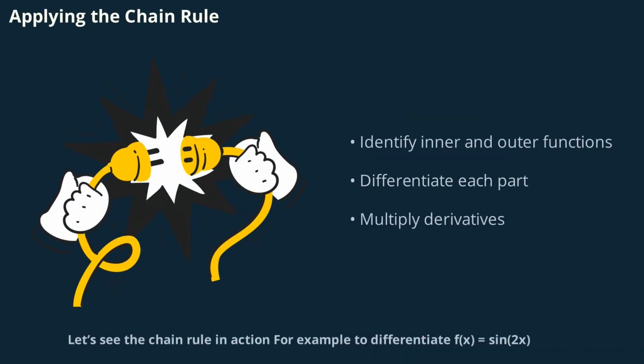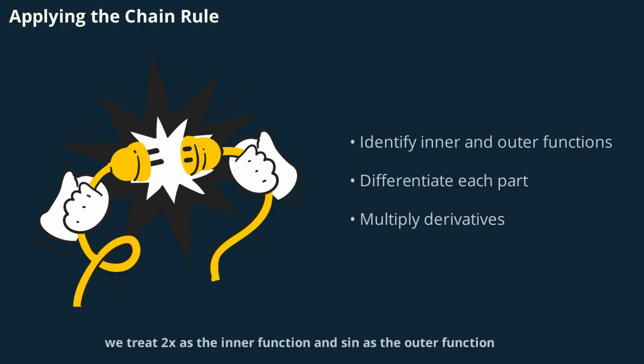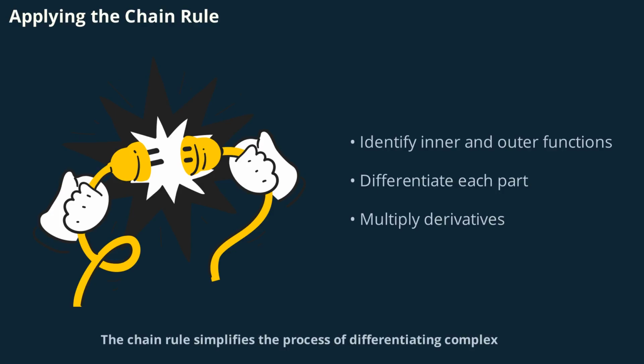Let's see the chain rule in action. For example, to differentiate f(x) equals sin 2x, we treat 2x as the inner function and sin as the outer function. The derivative is cos 2x times 2, which equals 2 cos 2x. The chain rule simplifies the process of differentiating complex nested functions.